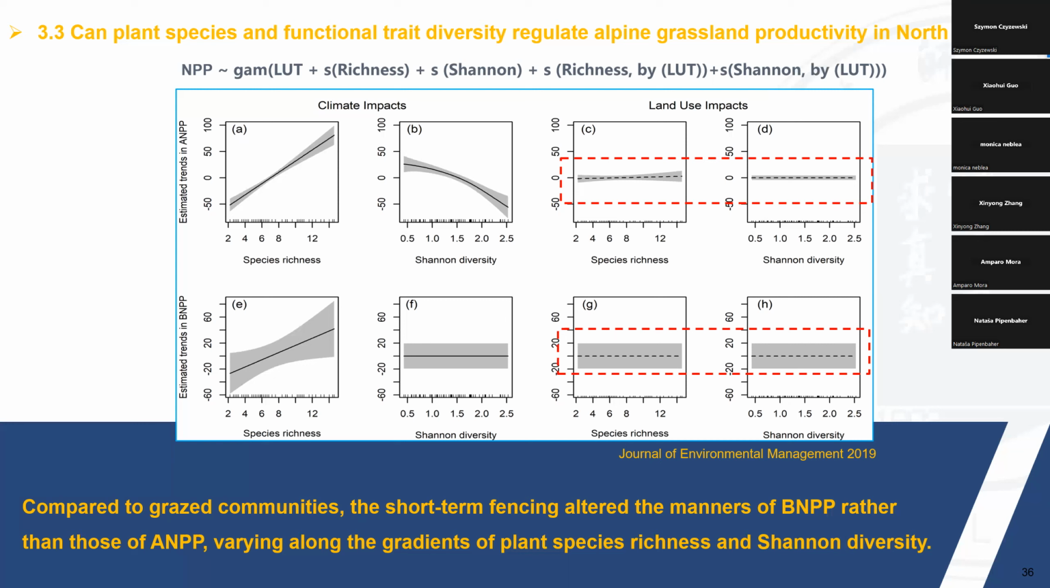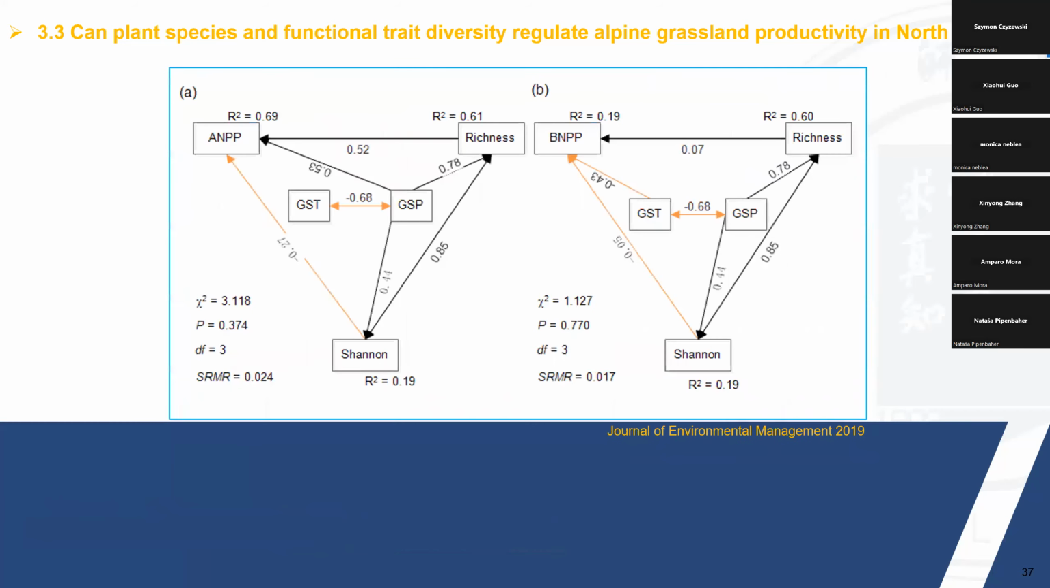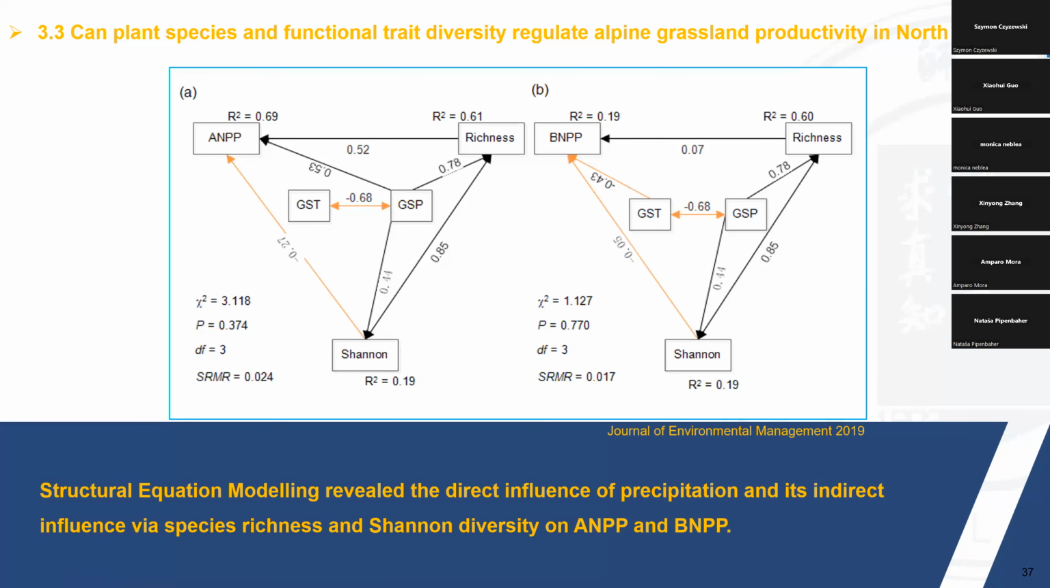So this is the third question, but we just show a structural equation model to show the direct effects and indirect effects from climate variables and species diversity to productivity. So this is just a little bit of mechanistic understanding.